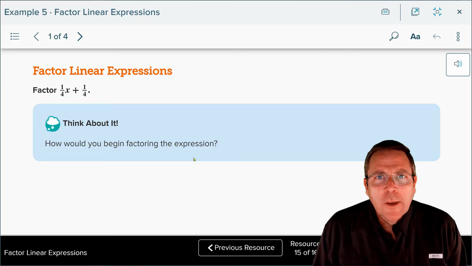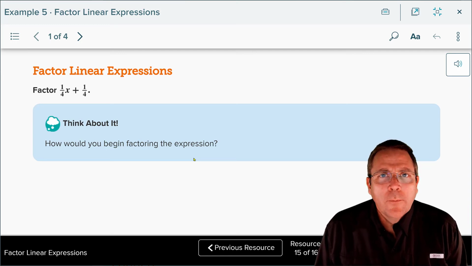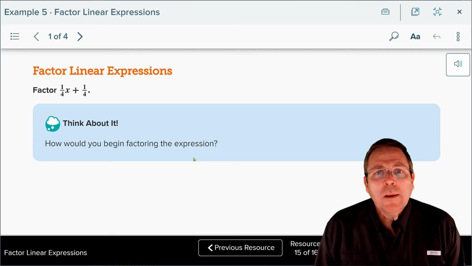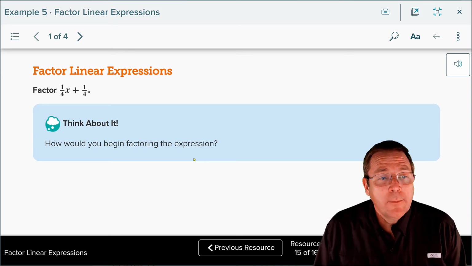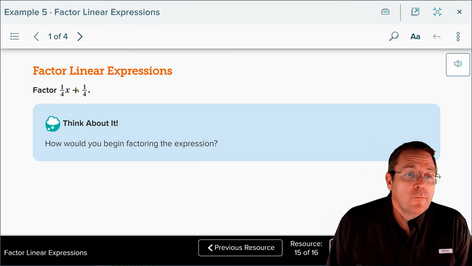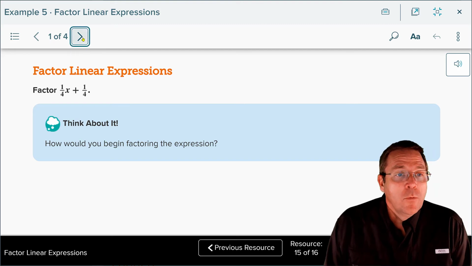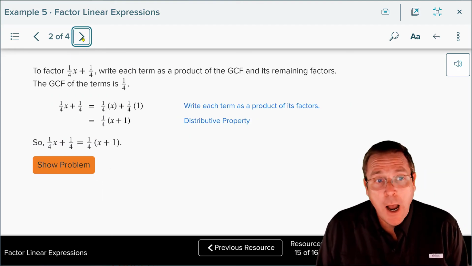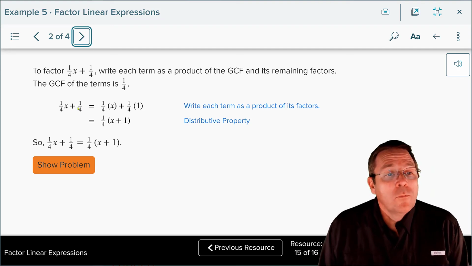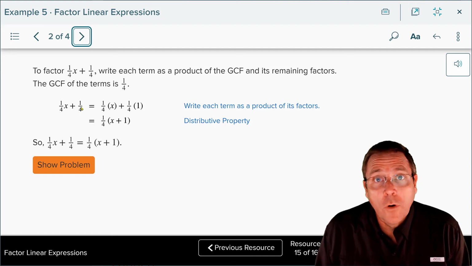Now we would be remiss if we didn't do at least one problem with fractions, because fractions are really important things and you're going to have to carry them all the way through high school, and those of you that go on to college, yep, you're going to be working fractions there too. So with that in mind, let's take out this one, 1/4 x plus 1/4, which is super easy, by the way, because the common factor is just obvious there. If you take a look, 1/4 x plus 1/4, the common factor is 1/4. Okay, guys? It's there in your face.